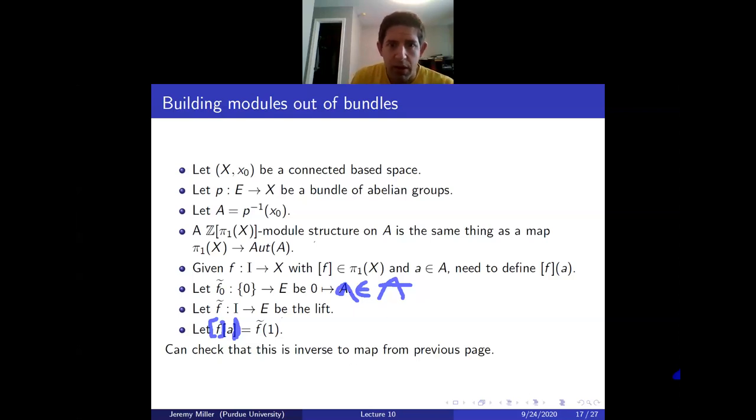Great, so this is how you go back and forth between a module over the group ring of a fundamental group, equivalently a representation of the fundamental group, and a bundle of abelian groups. Any questions?